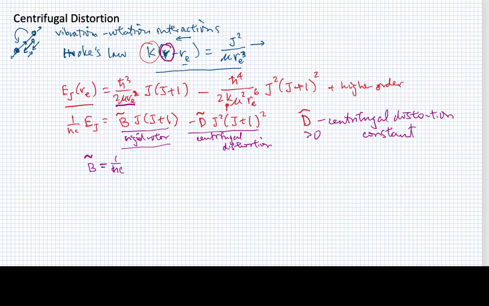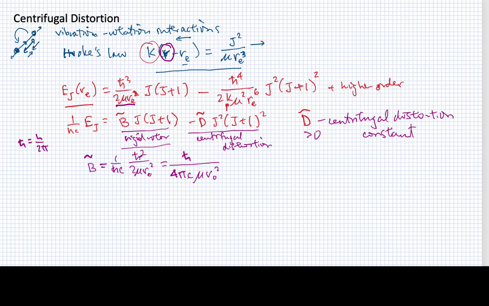hc times the thing that we had in front there, which was h bar squared over 2 mu re squared. And so if I cancel out the factor of h, I'll still have a factor of 2 pi because this h bar is h over 2 pi. So I'll have a 2 pi that comes down. I'll have h bar remaining in the numerator, 4 pi c mu r0 squared.